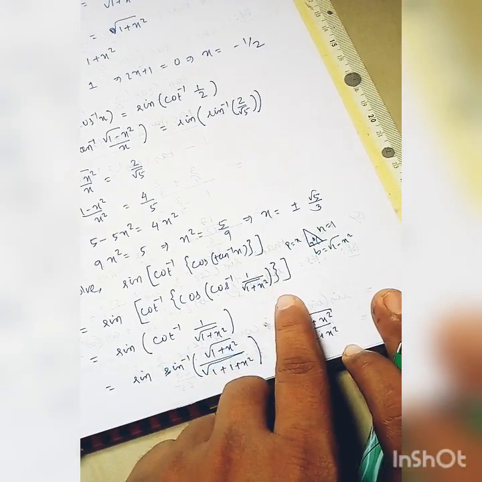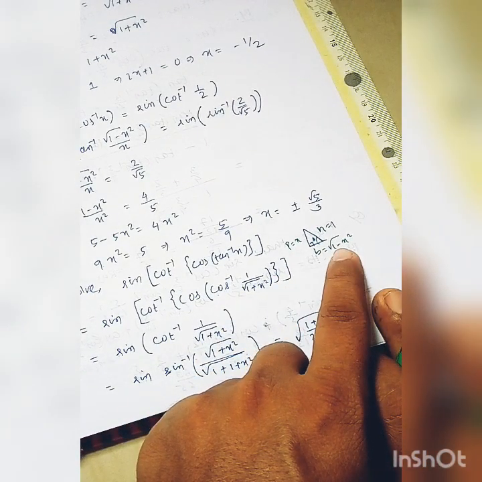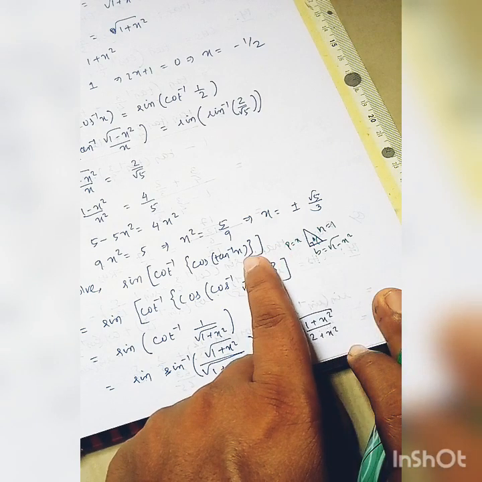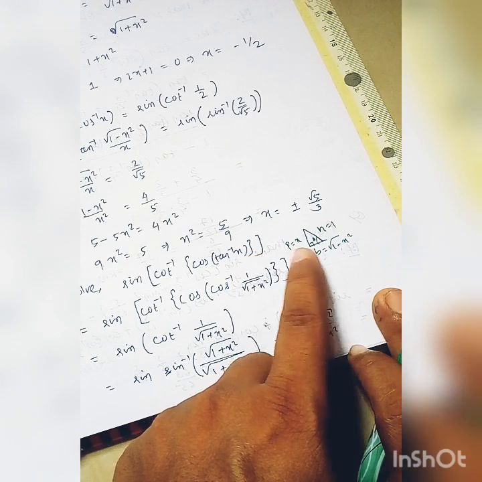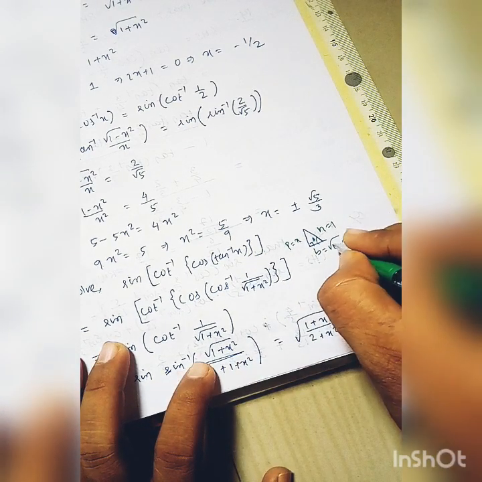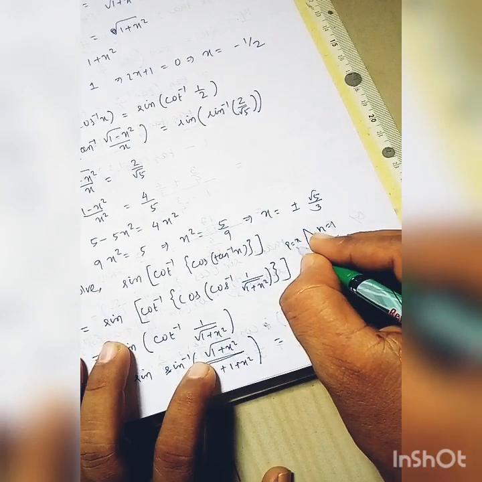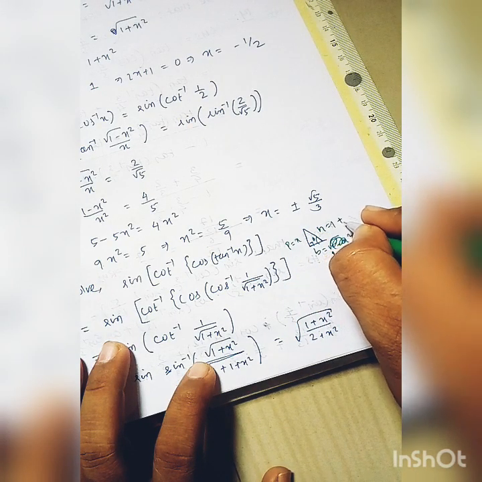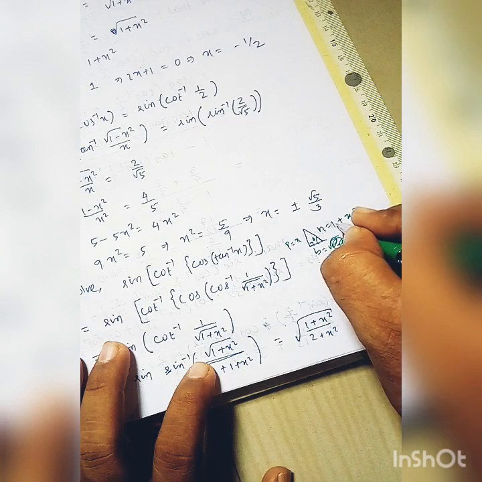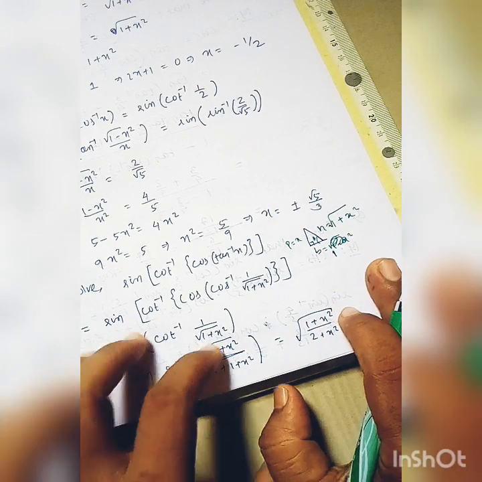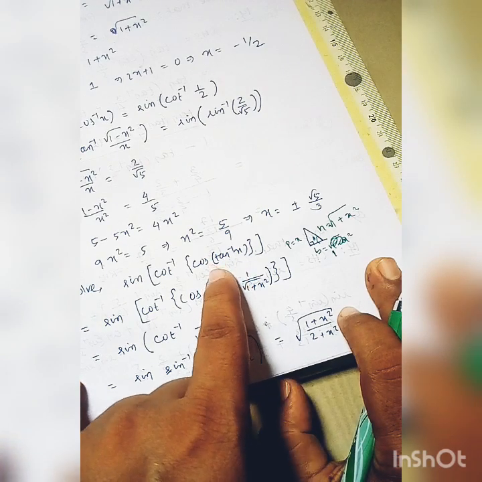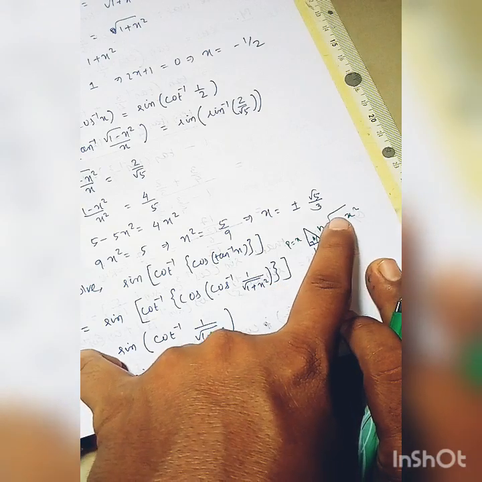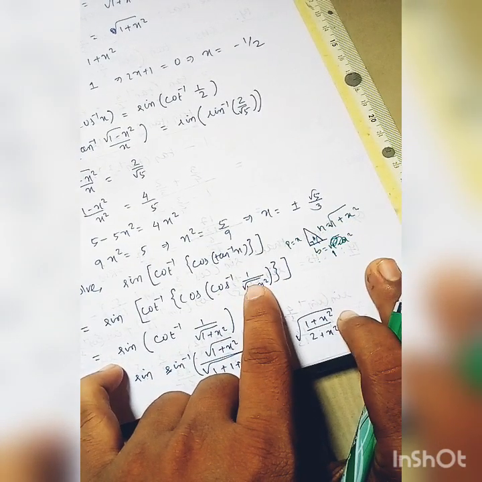So cos inverse b by h, here tan inverse p by b. Here p equal to x and b equal to 1. So obviously h equal to square root of p square plus b square, that is square root of 1 plus x square. We know that tan inverse p by b equal to cos inverse b by h, that is 1 by square root of 1 plus x square.